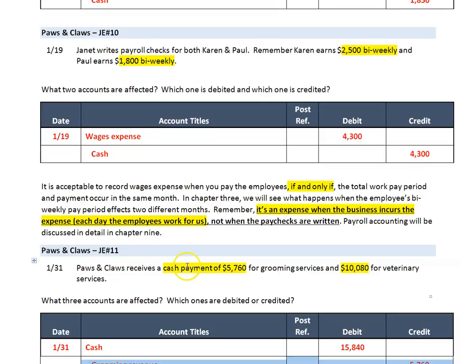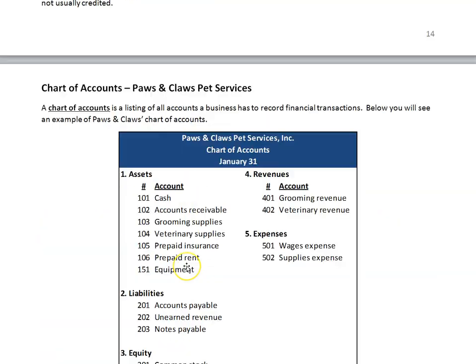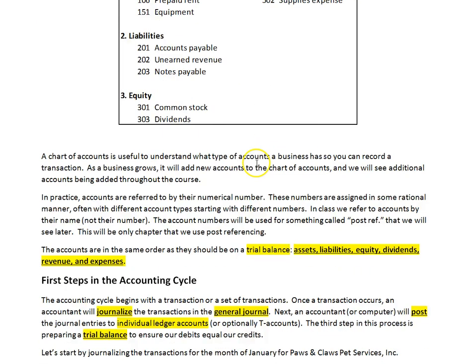If we didn't know exactly what account they called it, we would go back to their chart of accounts. That's where the chart of accounts is so helpful. Like if I didn't know if it was grooming fees or grooming revenue, let's see what they called it. They called it grooming revenue. So we'll use the accounts as they're listed in the chart of accounts.